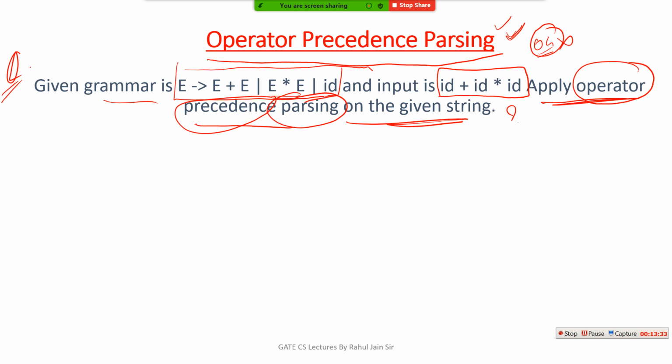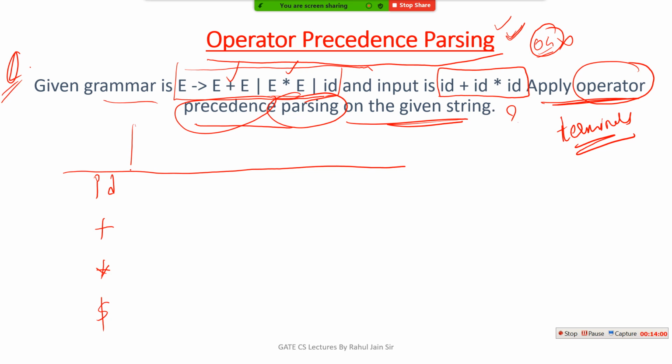Now I am telling you what we need to do first: it only revolves around terminals. So what are the terminals? First would be identifier. The next terminal is the addition sign, that is plus. The next one is the multiplication sign, and the last one is dollar. Dollar we need to include in the operator precedence parsing as a help for the input string. So I need to write it on the column side as well as on the row side: id, addition operator, multiplication operator and dollar.